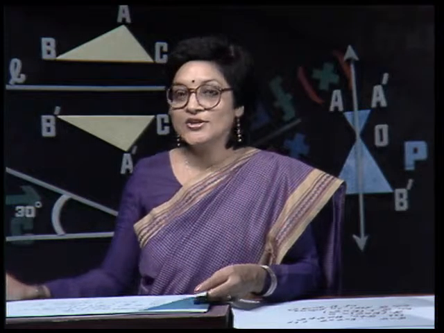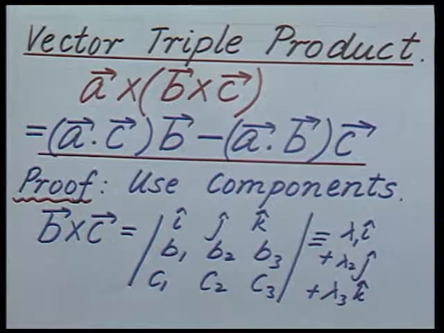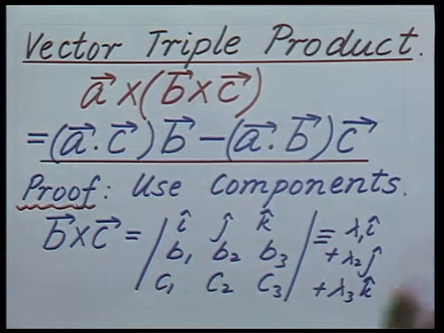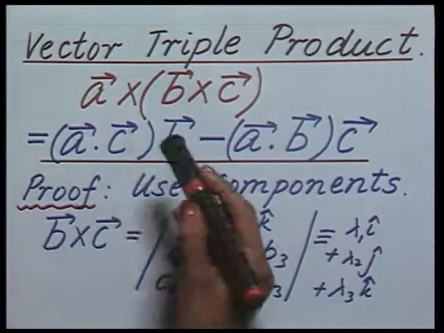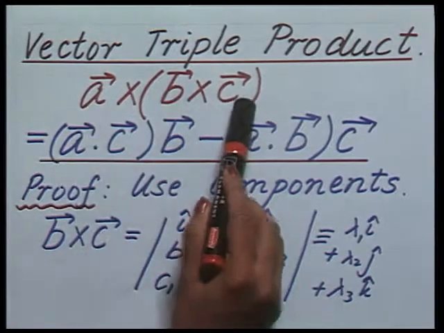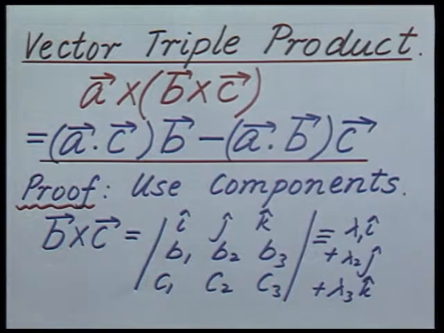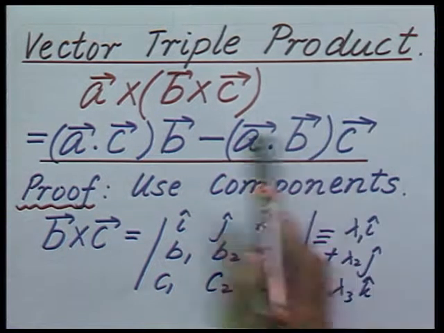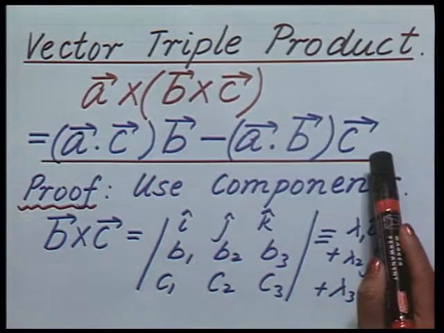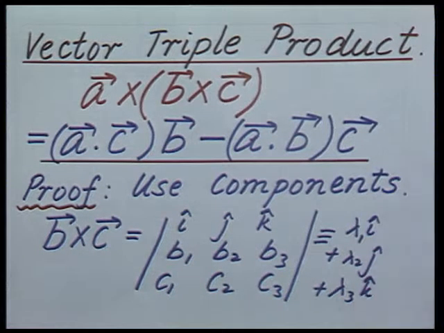And now let us go on to the vector triple product, A cross B cross C. Here is the most important result about A cross B cross C. That is, this is equal to A dot C B minus A dot B C. We put a positive sign with A dot C B and a negative sign with A dot B C. After proving it, you will have to commit this to memory so that you can use it whenever you need to.